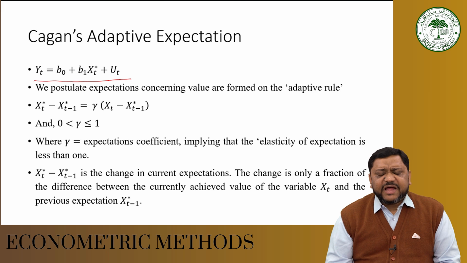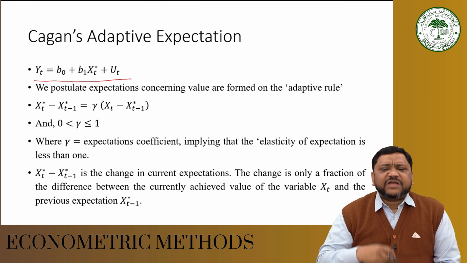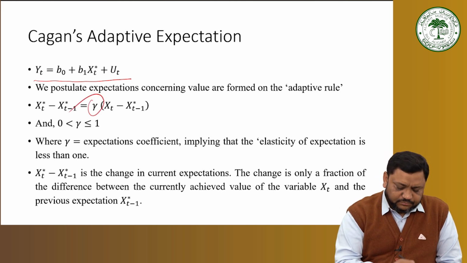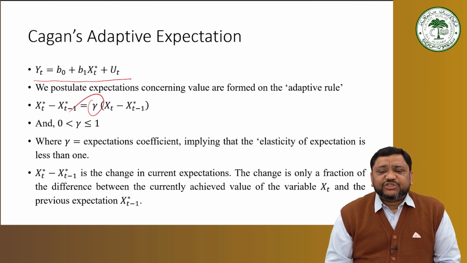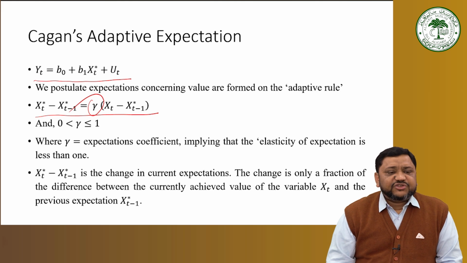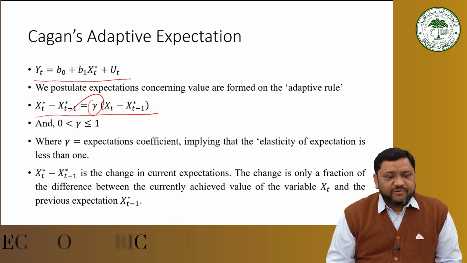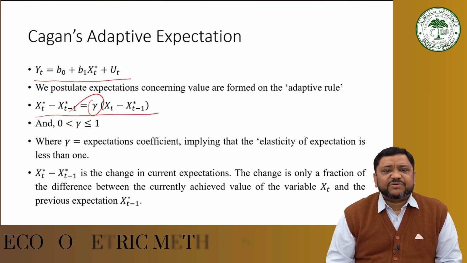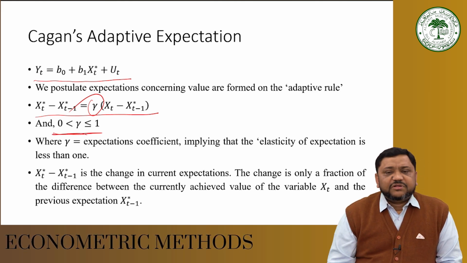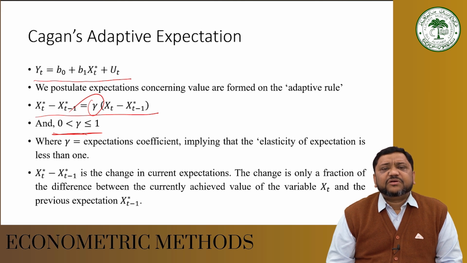More specifically, you can say that it states that the expectations are revised each period by a fraction of the gap between the current value of the variable and its previous expected value. So what we have, x_t* minus x_{t-1}* is equal to gamma times (x_t minus x_{t-1}*), where the value of gamma is, again, taken between 0 and 1.